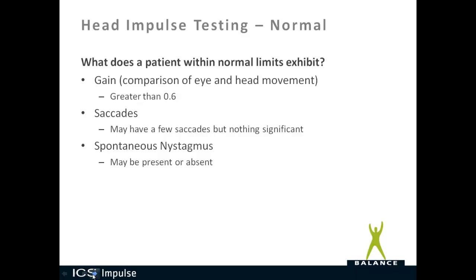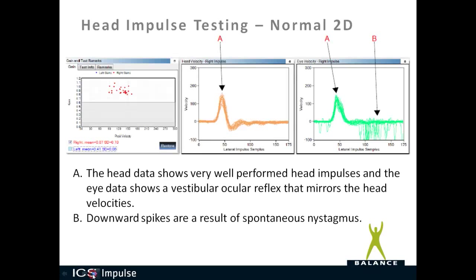Now let's look at head impulse test results. The first test result we're going to talk about is looking at a patient who has normal results. So what we should see is the gain, and this is the comparison of the eye to the head movement. The gain should be greater than 0.6. There may be a few catch-up saccades, but nothing of significance, and this patient could have spontaneous nystagmus or not.